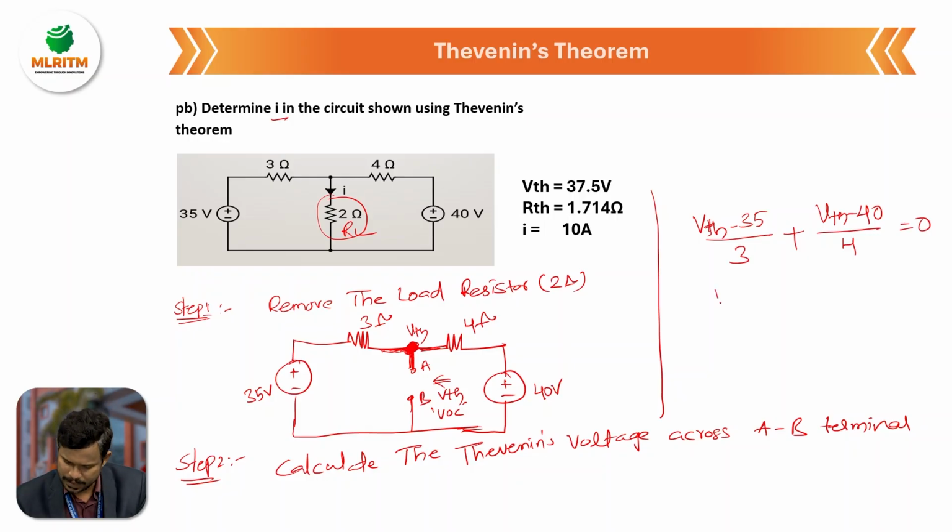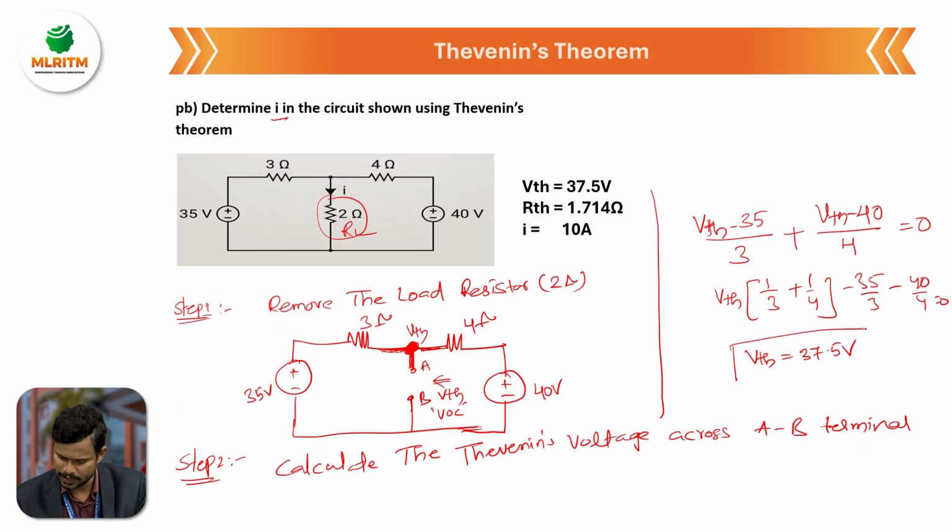Simplify this equation. VTH is common from both the terms, 1 by 3 plus 1 by 4, and the remaining terms are 35 by 3 plus 40 by 4, equal to 0. Then we get the VTH value, that is the open circuit voltage, the Thevenin's voltage, that is 37.5 volts. The VTH value is 37.5 volts by applying the node equation.